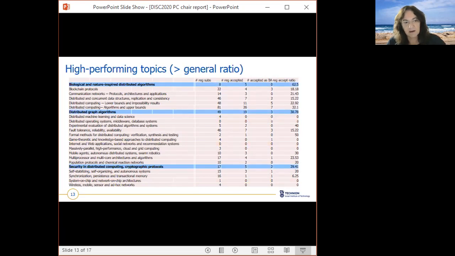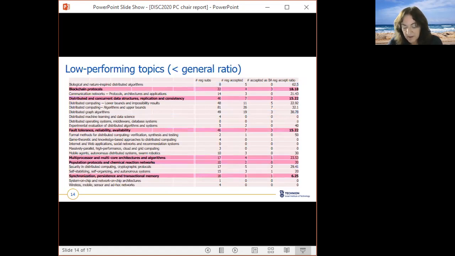Next is what I call the high-performing topics, where the acceptance rate was way above the general acceptance ratio. This is first and foremost biological and nature-inspired distributed algorithms, but note that here the sample size was small. Another high-performing topic is distributed graph algorithms, as well as security in distributed computing and cryptographic protocols. On the other hand, several topics performed well below the overall acceptance rate, and I am personally sorry to see synchronization, persistent and transactional memory be one of these. In addition, data structures and fault tolerance didn't perform as well as other topics.